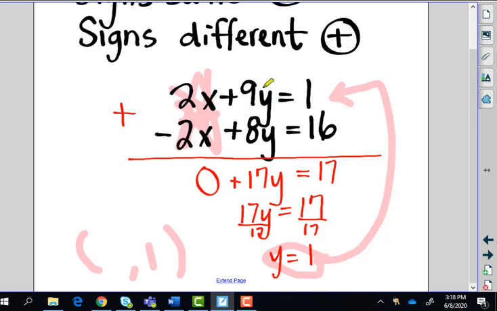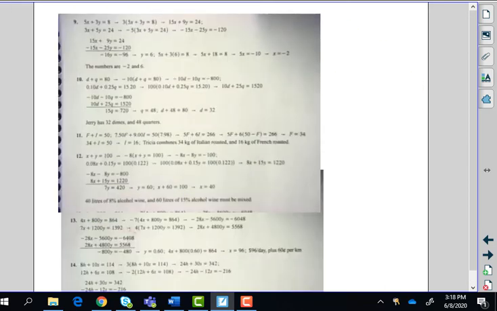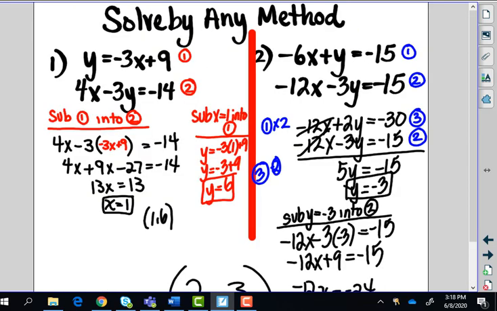So that would be 9. Bring it over the other side would be negative 8. So 2x equals negative 8. X is equal to negative 4. So, like I said, I did that a little fast. Let's see, what else? Solve by any method is a couple examples that I did.